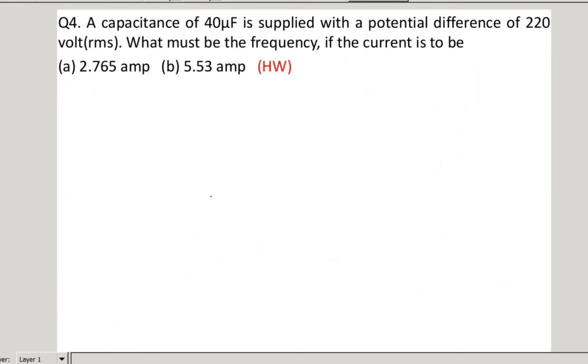Next problem: a capacitance of 40 microfarad is supplied with a potential difference of 220 volts. What must be the frequency if the current is to be 2.76 amperes or 5.53 amperes? So, here capacitance C is given as 40 microfarad. The first step is we have to convert it into farad, that is 40 into 10 raised to minus 6 farads. Now, the RMS value of V is given, Vrms is equal to 220 volt.